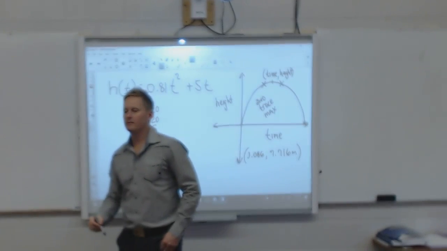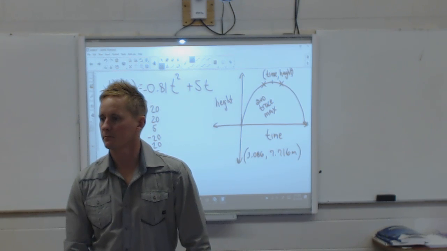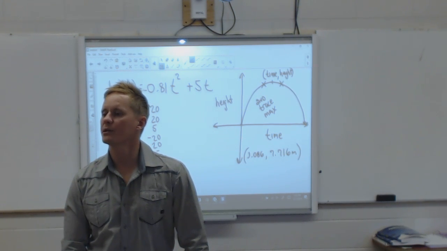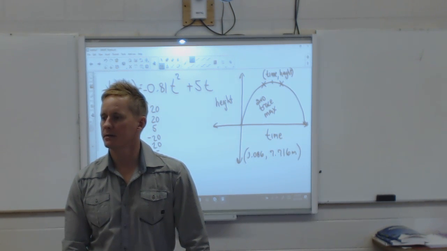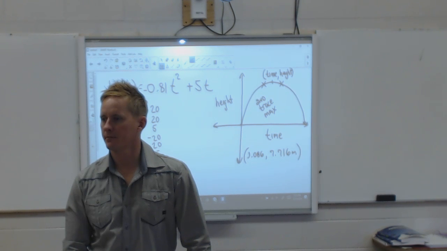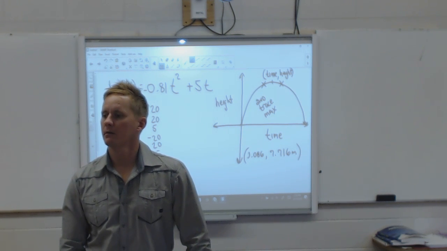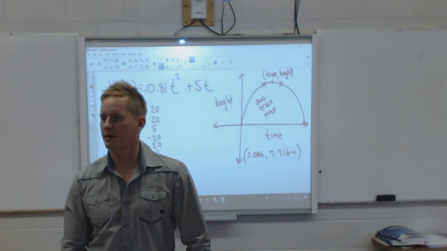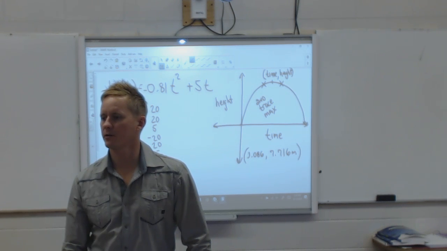Okay, Zach, what does your y equals look like? Go to y equals. Does it say y equals negative 0.81x squared plus 5x? Yeah. Okay, great. Now hit enter for your graph. And you got the shape in the graph? Yeah. Okay, excellent.